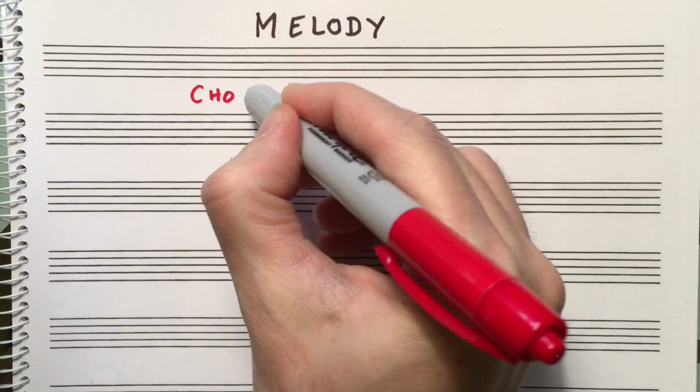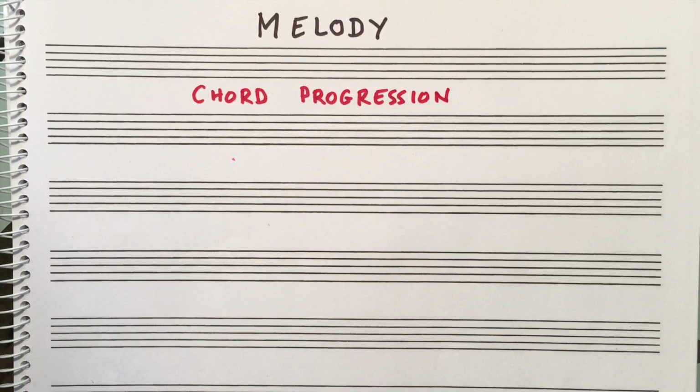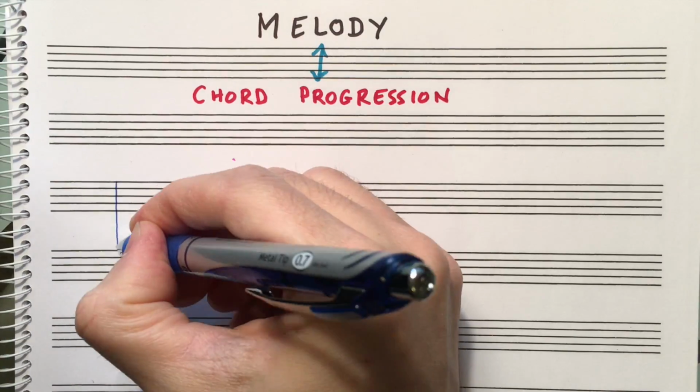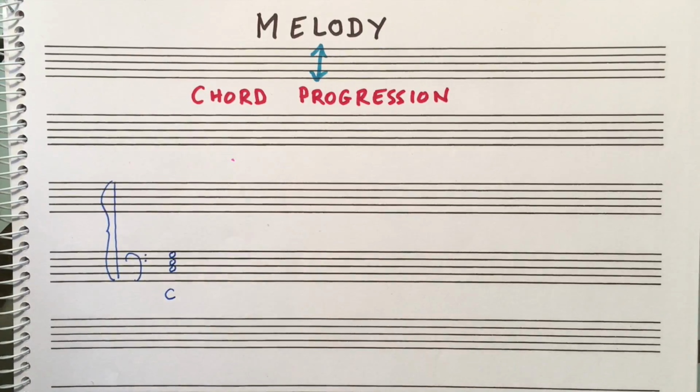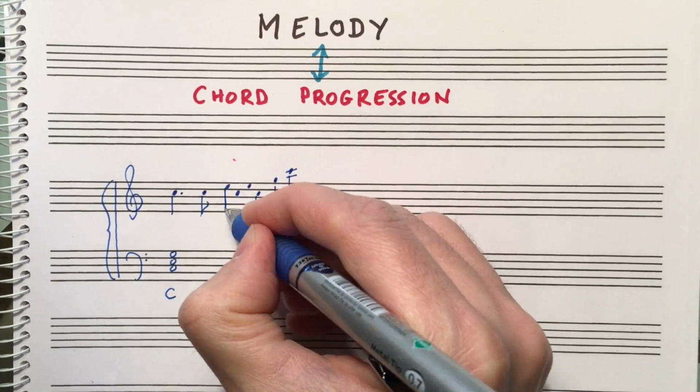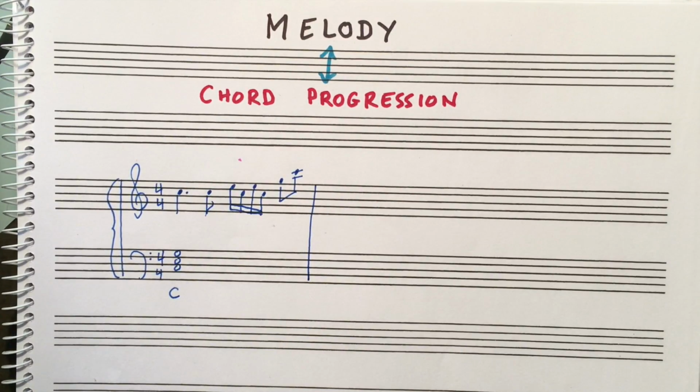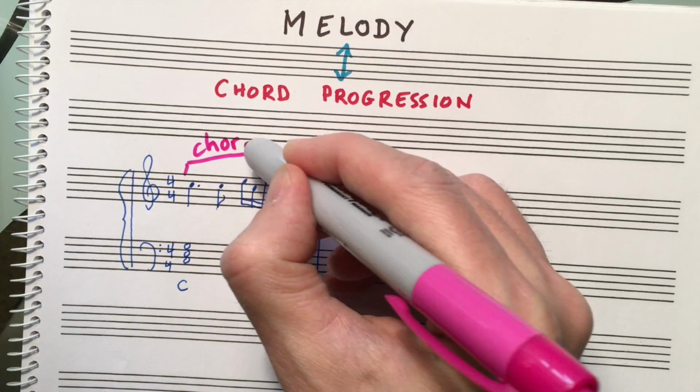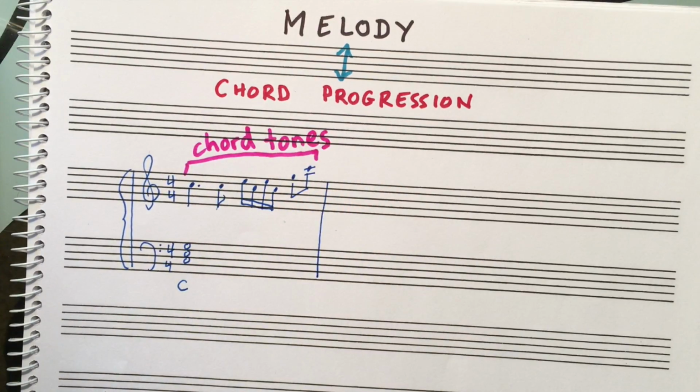A piece of music has a chord progression and a melody. The melody and chord progression depend on one another. The melody is made up of notes that belong to the chord. For instance, if the chord is a C major triad, we can have a melody with C's, E's, and G's. These notes are called chord tones because they are tones that belong to the chord.